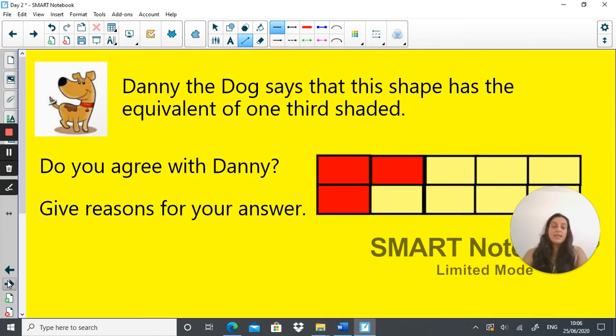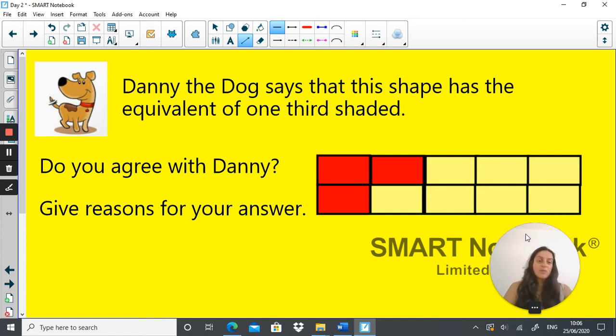And let's see what's next. Danny is back. Okay, Danny was wrong yesterday, and let's hope he is right today. Daniel Dog says that this shape has the equivalent of 1/3 shape shaded. Do you agree with Danny or disagree with Danny? Give me the answer, and remember to always answer in full sentences.